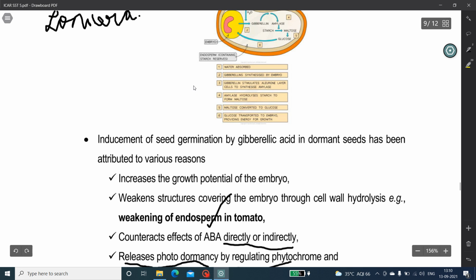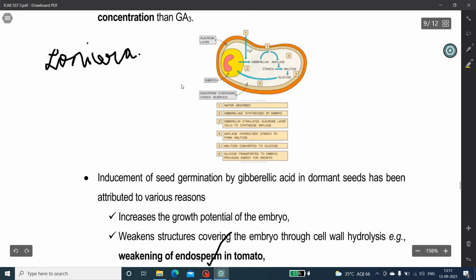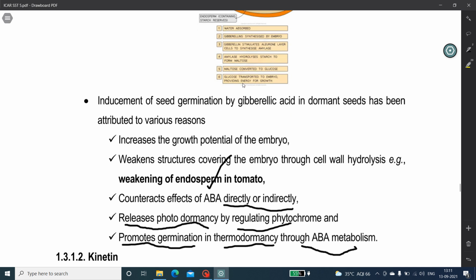What happens when gibberellic acid is applied to a seed? Let us see. When water is absorbed by the seed, gibberellin is synthesized by the embryo, and the gibberellin stimulates the aleurone layer to synthesize amylase. This amylase hydrolyzes the starch into maltose, and the maltose is further converted into glucose, and the glucose is transferred again to the embryo for further growth and development. This is how gibberellin acts on a seed, and it helps to overcome dormancy.